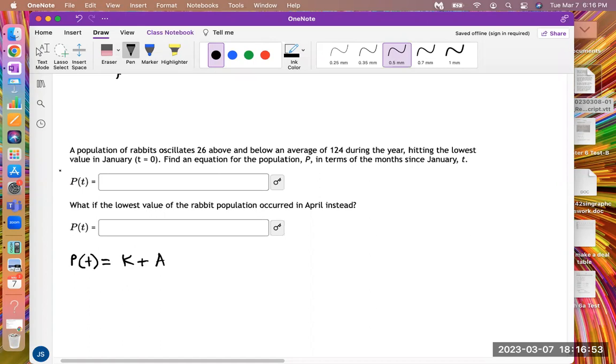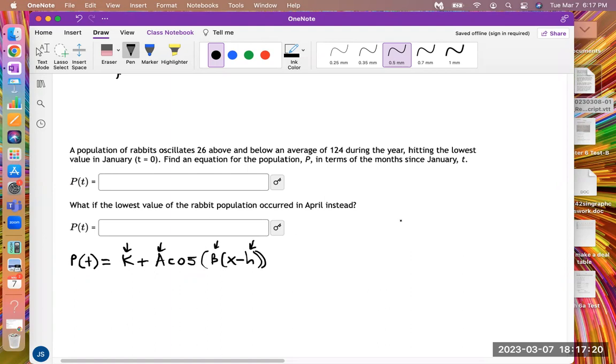It hits its lowest at 0 here. It says hitting the lowest value in January. So it's better to do this with cosine, however we could write it as a sine. Then b, and then x minus h, and that's the format of this equation. So we just have to find the k, the midline, the a, the amplitude, the b based on the period, and the h if there is an h.